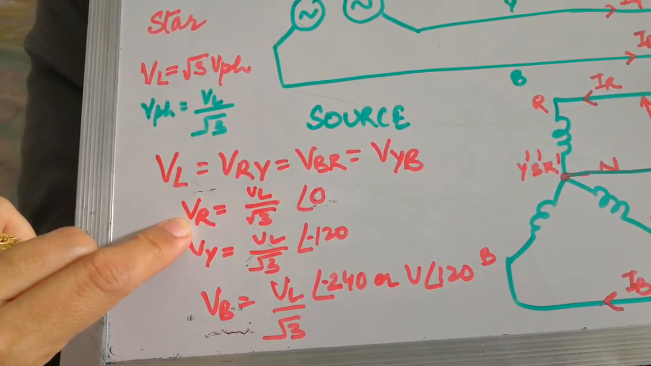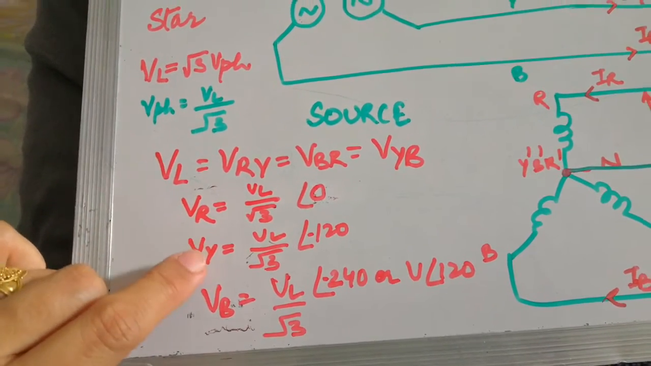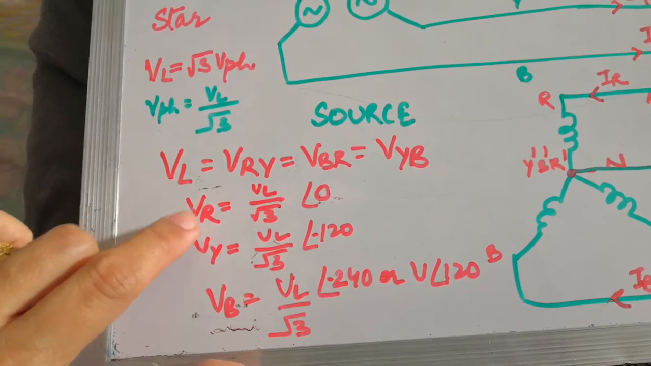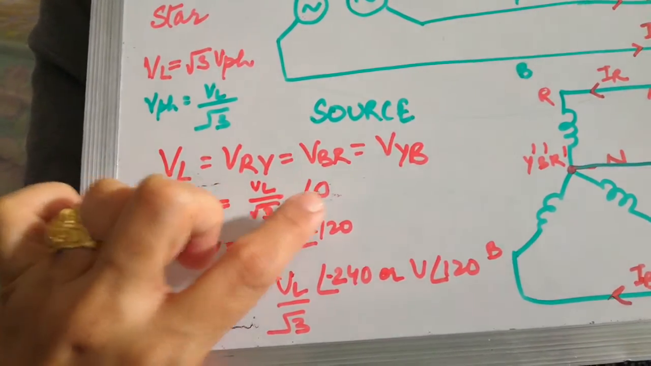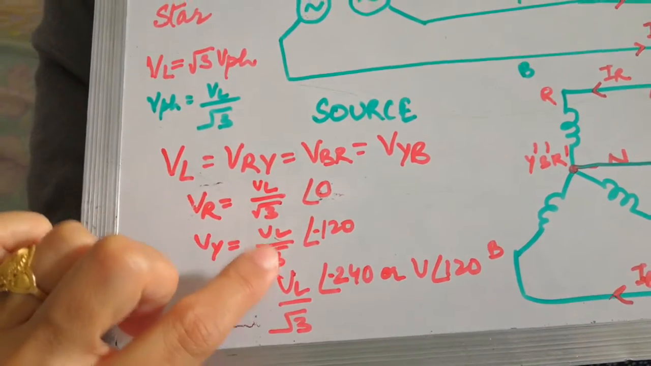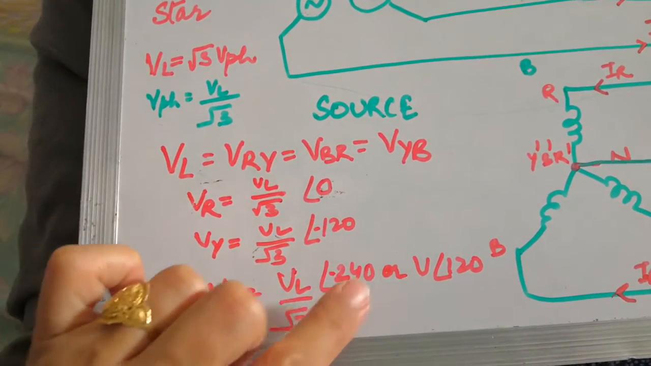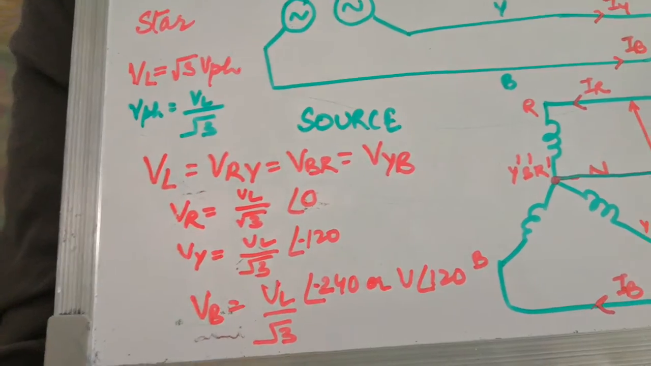So the phase voltages of R, Y and B: VR will become VL by root 3. VL will be given, divided by root 3, and take angle 0. The next, same thing, minus 120. This is for the balanced systems.